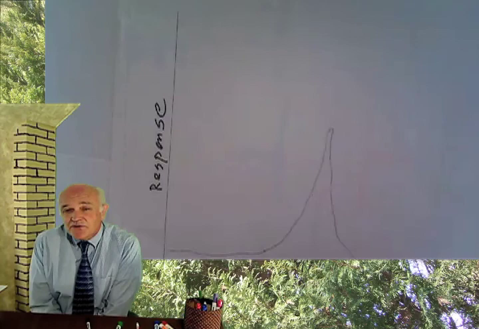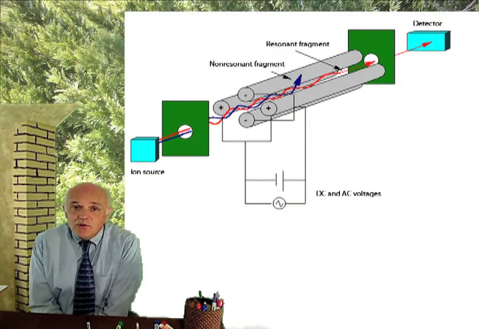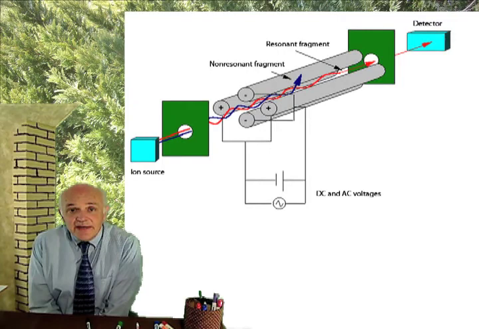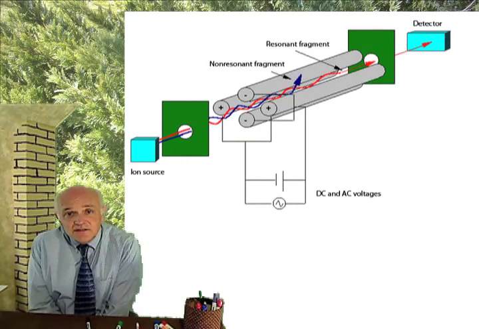Let's look at the quadrupole. The quadrupole is designed by computer engineers. They say, okay, let's filter for mass 35. Okay, now let's filter for mass 36. Okay, now let's filter for mass 37. Well, how about mass 38? How about mass 39? All the way up to mass 500.